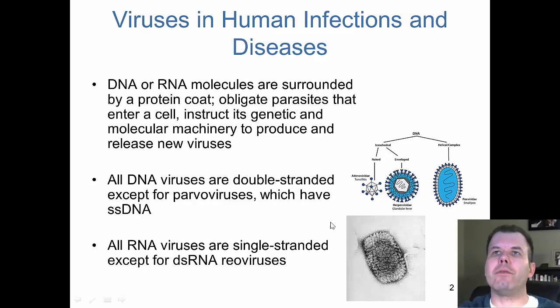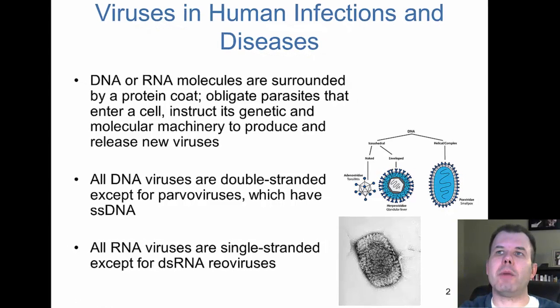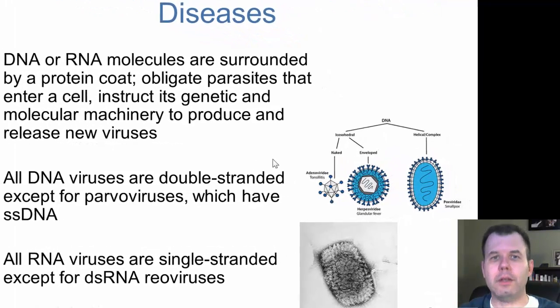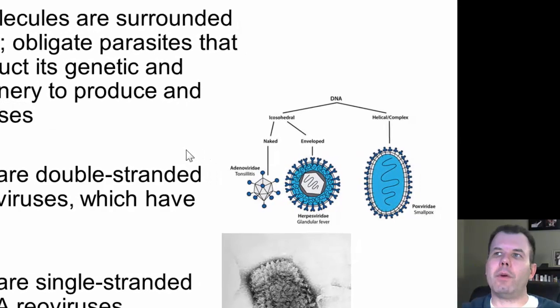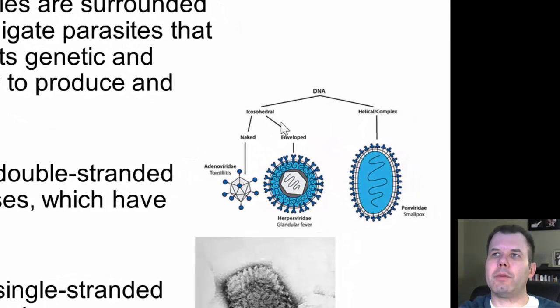All right, so again, virus human infections and diseases. And again, DNA or RNA molecules are surrounded by protein. That's the capsid. The capsid is the protein coat. And then some of them have the envelope. And so today we're going to be looking at the DNA viruses. Here's the DNA. And again, you're going to look at shapes.